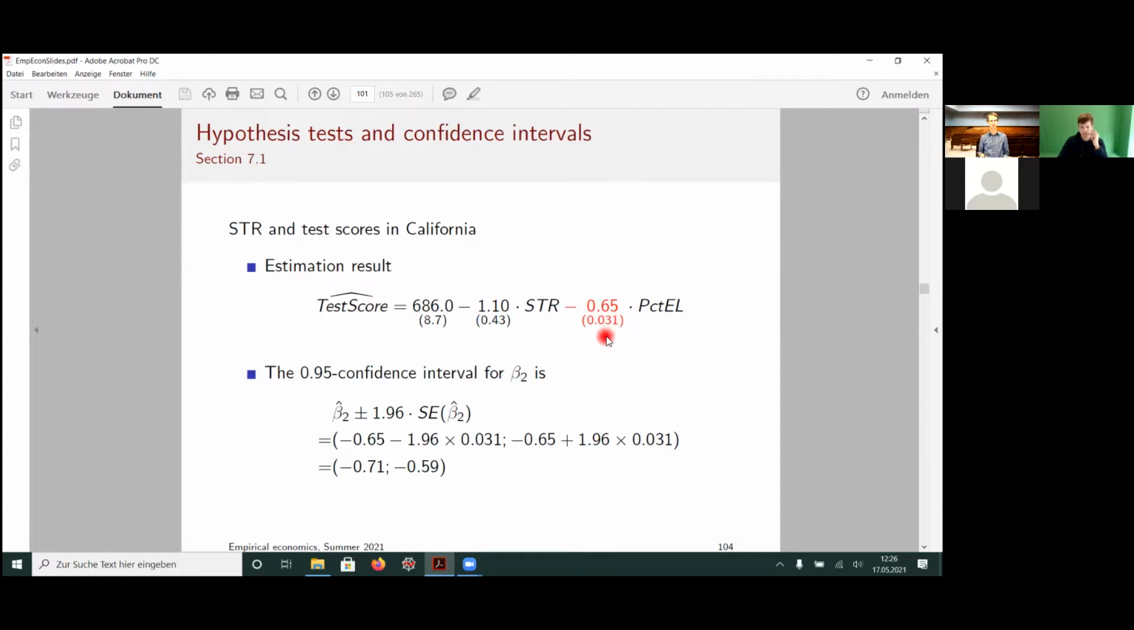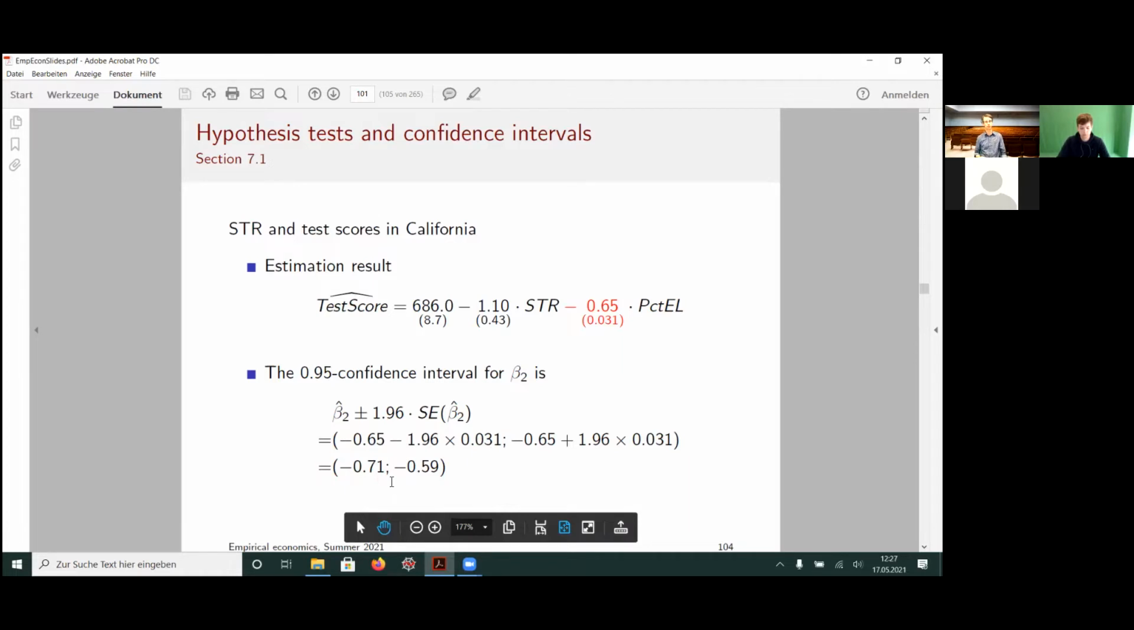0.65. The standard error is roughly 0.03, times 2 is roughly 0.06. So if we subtract 0.06 from minus 0.65, we get minus 0.71. And if we add that, we get minus 0.59. So that's the rule of thumb confidence interval. And if we use the correct values, so 1.96 rather than 2, and not 0.03, but 0.031, then if we round that to 2 digits, we get the same result as the rule of thumb. So that would be the 95% confidence interval for the slope coefficient of the second regressor.